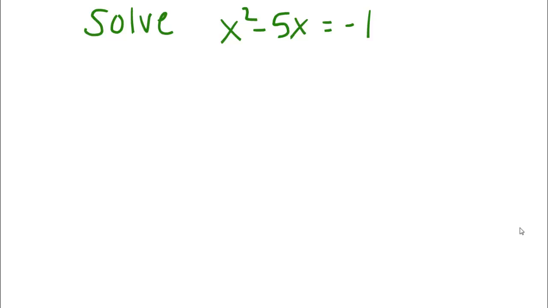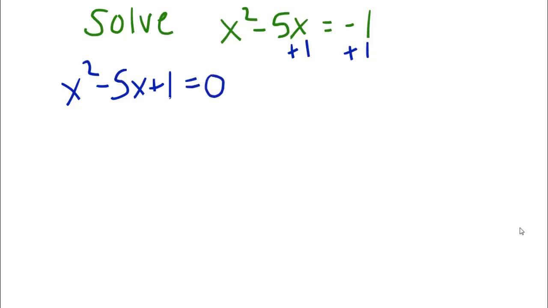Notice we can't use the quadratic formula yet because this does not look like ax squared plus bx plus c equals 0. We have x squared minus 5x equals negative 1. Luckily, all we have to do is add a 1 to get it in the form that we want. Here is our new equation that we can use the quadratic formula for.